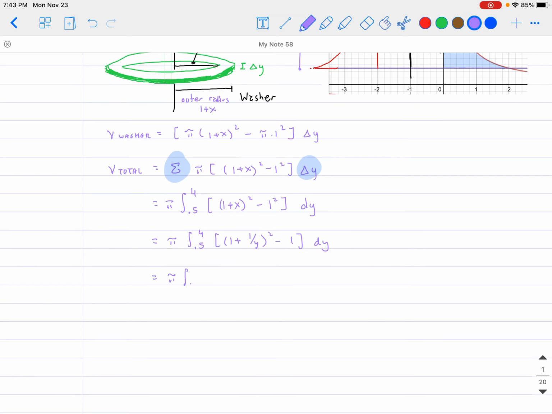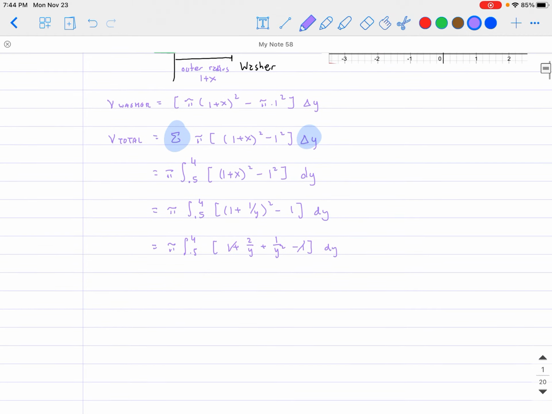But then in the future, I'm going to let you guys do that on your own. So first, I'm going to expand everything out. That's going to be 1 plus 2 over y, and then plus 1 over y squared, and then minus 1. The 1's are going to cancel out. So now you're left with something pretty simple, which you can integrate. So the pi is going to be carried over once again.